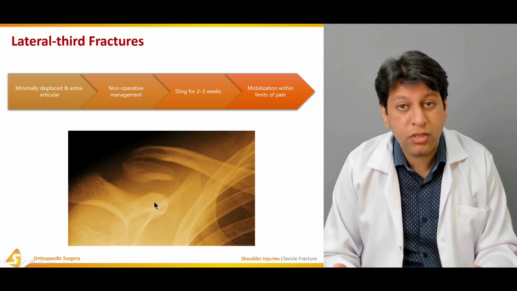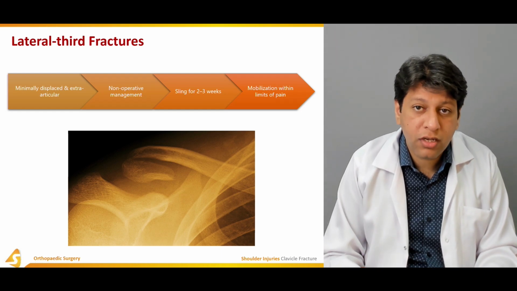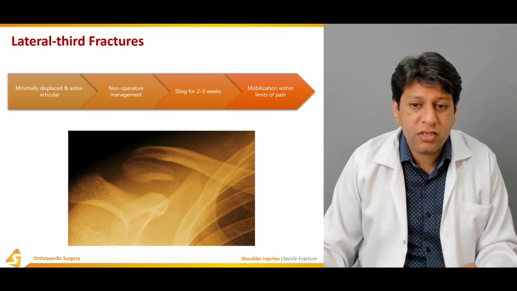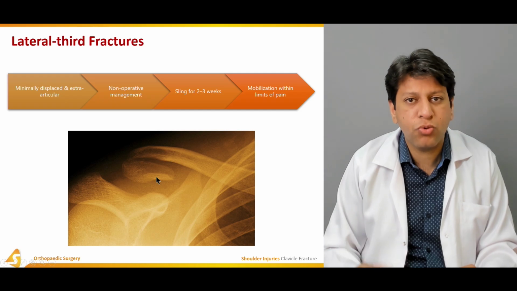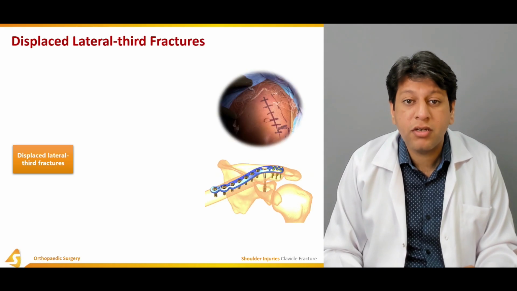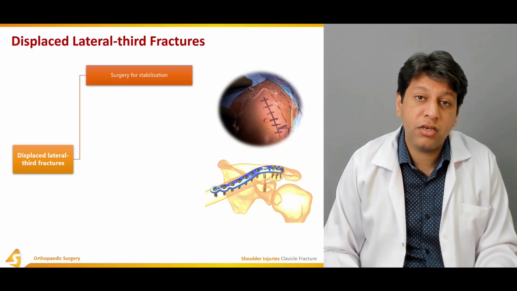This could mean two things. This means that either both the ligaments are injured, or at least one of them is injured as well. Usually when this much displacement is there, most of the time both the ligaments have got injured. Now if they're displaced lateral third fractures, usually you need surgery for stabilization.